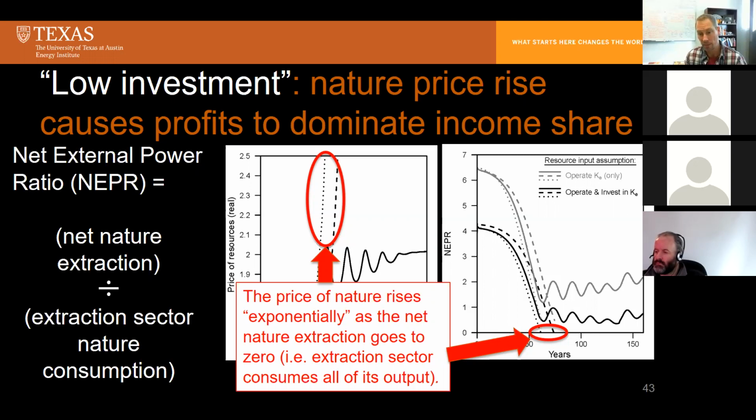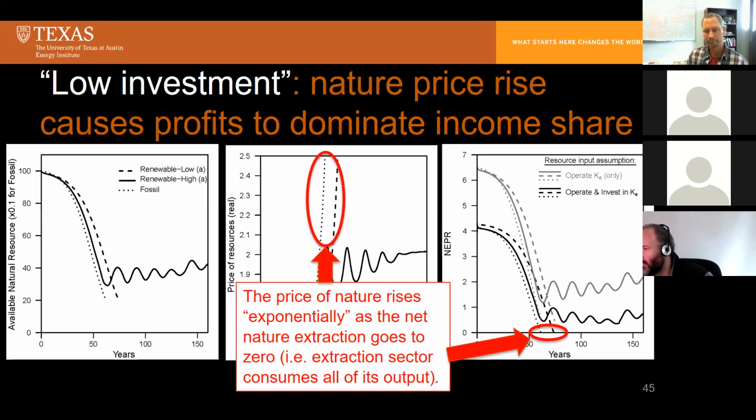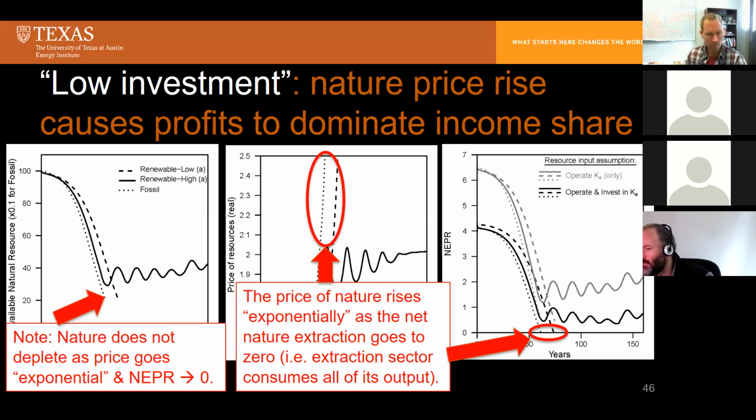extraction sector. So just pay attention to the black lines here on the right side. This is a ratio of the net energy output of the sector divided by what it needs to operate itself. If this goes to zero, then it's consuming all of its output essentially just to keep itself operating, and that's what happens. So for the low investment case here, I'm highlighting in this blue line, that's the one we're looking at. And the reason why this occurs is because you accumulate so many people, and I think I have this on the next slide. So you end up in this collapse situation.